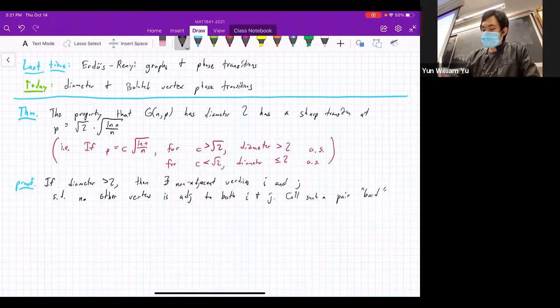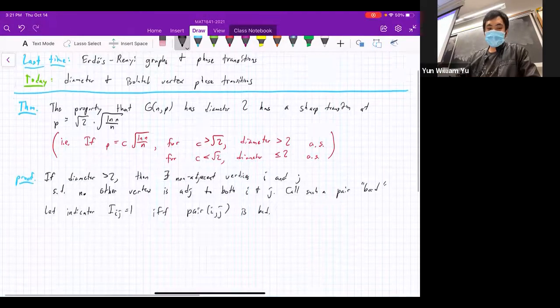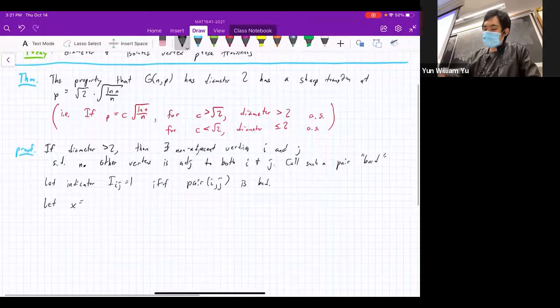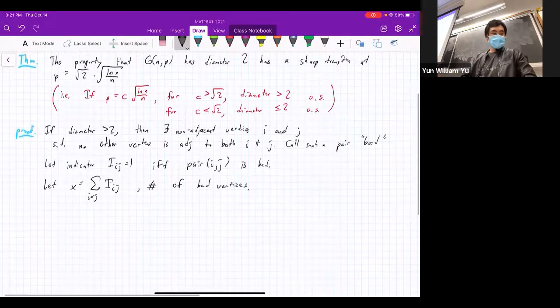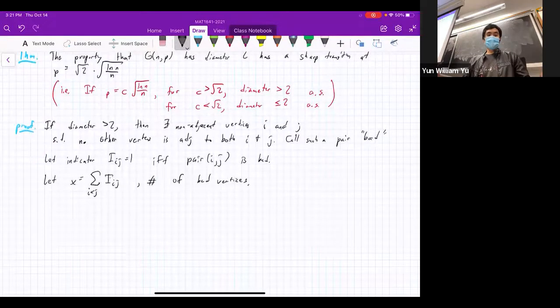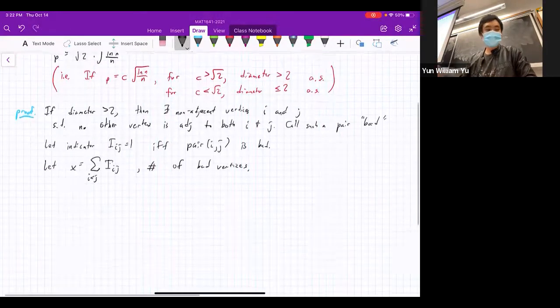And all we need to do is count the number of bad pairs. We're going to use our usual strategy of defining an indicator variable on whether a particular pair is bad. So let the indicator I sub ij be equal to 1 if and only if pair ij is bad. Then we let X be equal to the sum over all i less than j of I sub ij. This is just the number of bad pairs. Now we just need to use the first and second moment methods and do the same analysis that we did with the triangles.